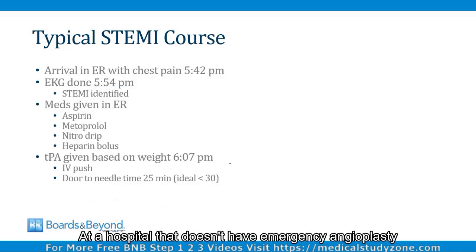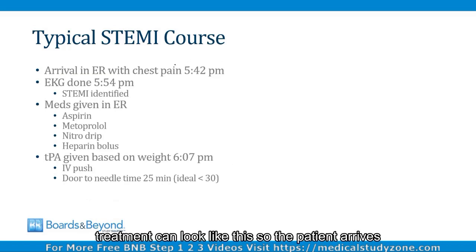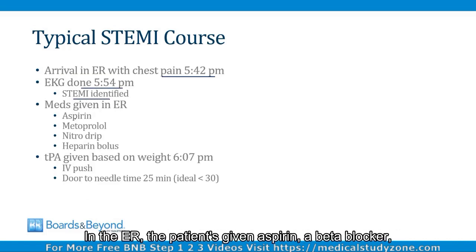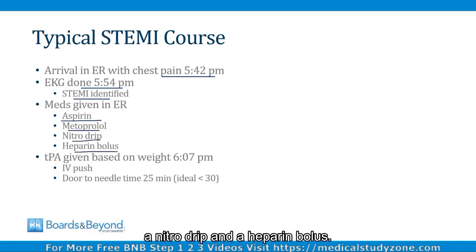At a hospital that doesn't have emergency angioplasty, treatment can look like this. So the patient arrives at the ER at 5:42. The EKG done at 5:54 shows a STEMI. In the ER, the patient's given aspirin, a beta blocker, a nitro drip, and a heparin bolus. And then thrombolytics are performed with TPA given based on weight at 6:07 p.m.